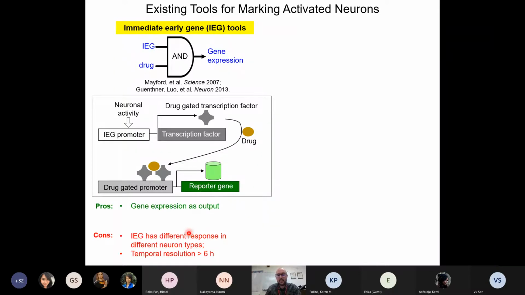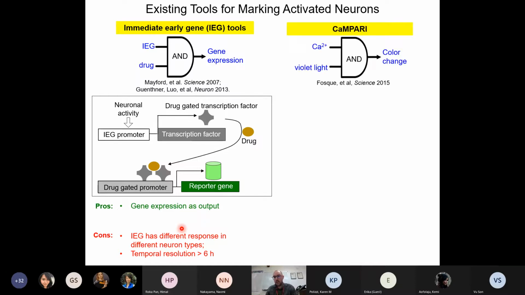But the problem is that these immediate early genes are not very well characterized. They are not universal in any organism, and the temporal resolution can be from 2 hours to 6 hours. So this is very far away from the temporal scale that neurons use, which is normally in the time scale of seconds to milliseconds. In 2015, Marcus Reiter at Janelia developed a tool called CaMPARI that uses calcium and violet light.